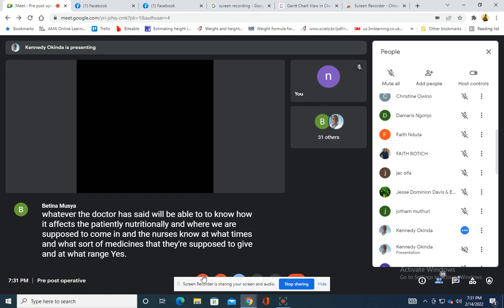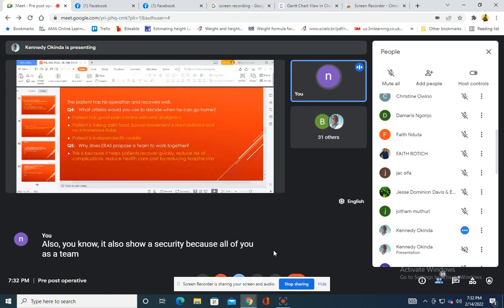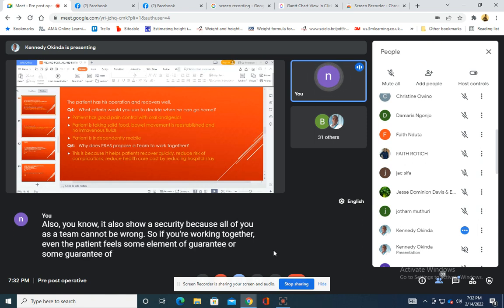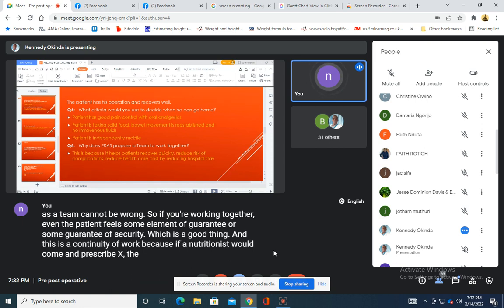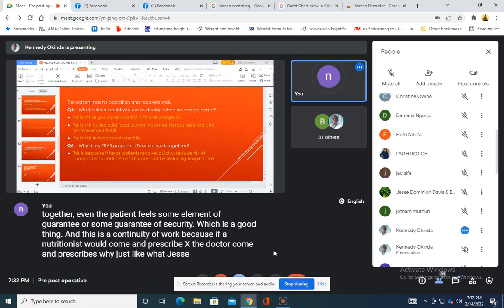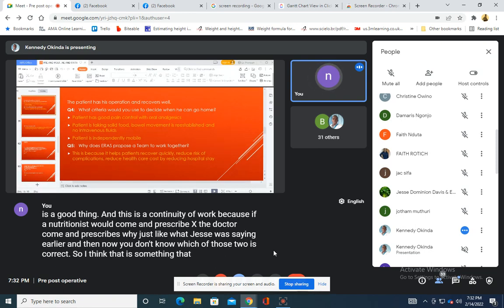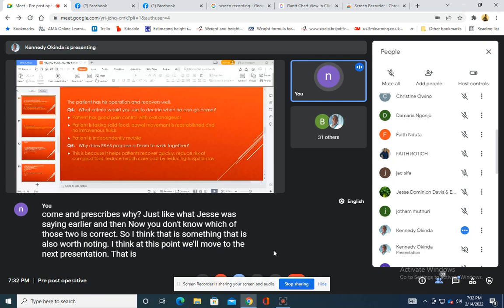So also, it assures security because all of you as a team cannot be wrong. If you're working together, even the patient feels some element of guarantee or security, which is a good thing. And this is a continuity of work because if a nutritionist comes and prescribes X, the doctor comes and prescribes Y, just like what Jesse was saying earlier, you don't know which of those two is correct. I think that is something that is also worth noting. I think at this point we'll move to the next presentation, that is for group 3.